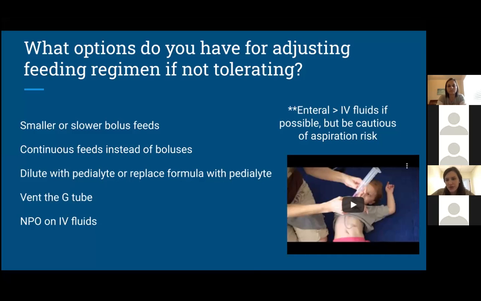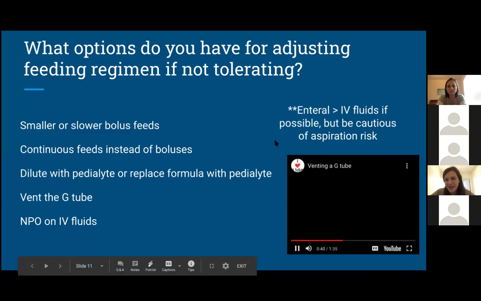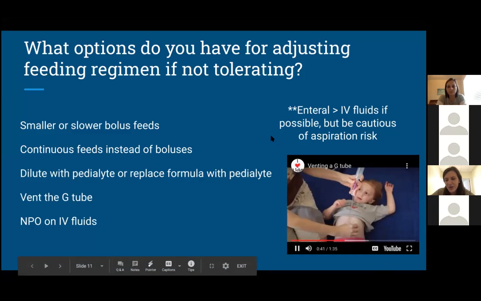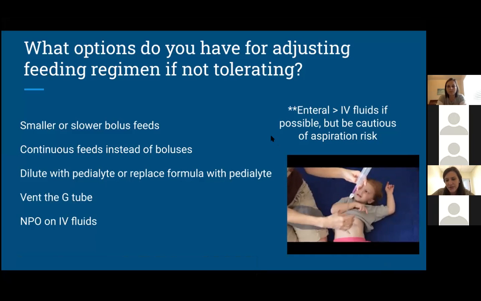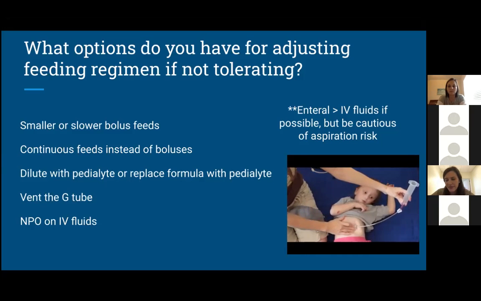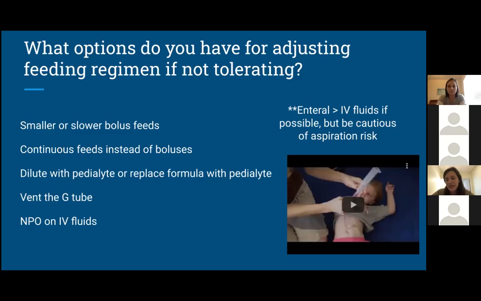And that's what this movie in the corner, Sam, if you want to just play it, is showing. A lot of families will vent, and you can ask them about that, in between feeds or before feeds. They connect it to a syringe and help get some of the extra air out. Some people will be continuously vented, and they'll have that connected all the time, especially if they're getting fed through the small intestine, they can vent their stomach all the time. So sometimes venting is helpful.